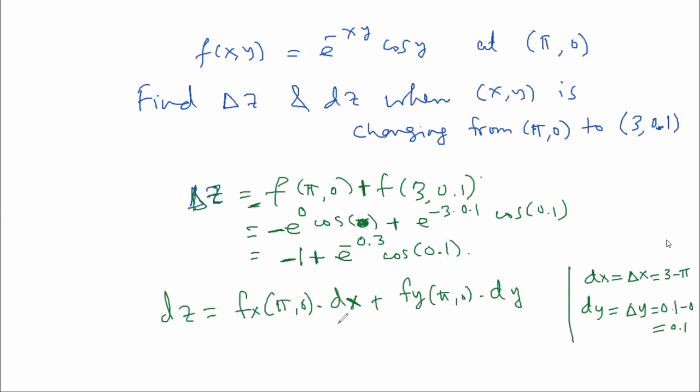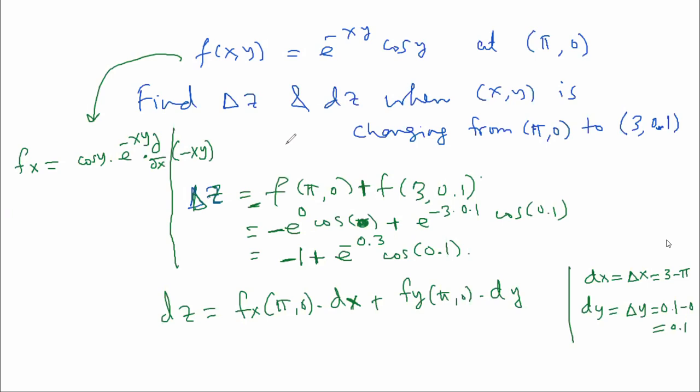Now I have to take the partial derivatives also. Now you should be experts in taking partial derivatives. You're treating y as a constant, right? So cosine y, that's a constant. The derivative of e to the negative xy is e to the negative xy, by chain rule, now you take the partial with respect to x of negative xy, which is negative y.